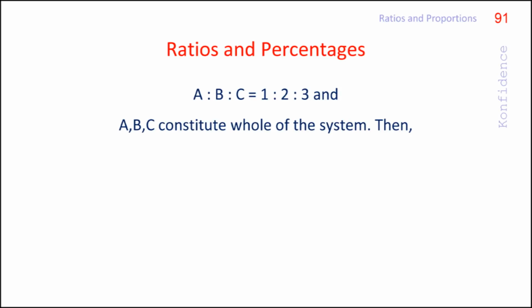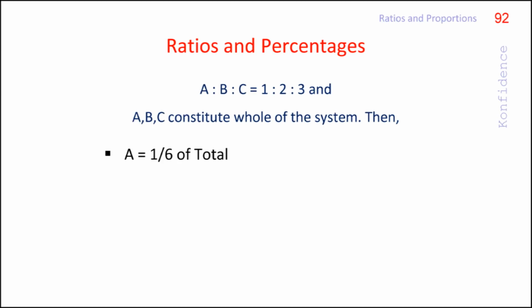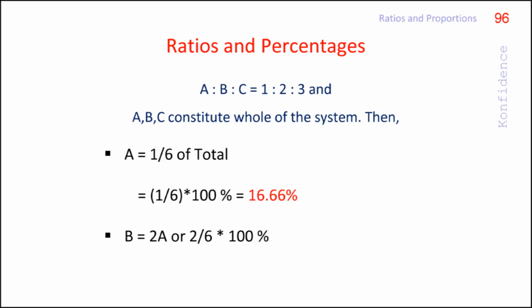Now, if A is to B is to C equals 1:2:3 and A, B and C constitute whole of the system, then A equals 1/6 of the total and therefore 1/6 into 100 percentage. That means A constitutes 16.66% of the total. B will be twice that of A, or B will be 2/6 of the total, or 2/6 into 100, that is equal to 33.33%. C will be thrice that of A, or C will be 3/6 or half of the total, or 50%.